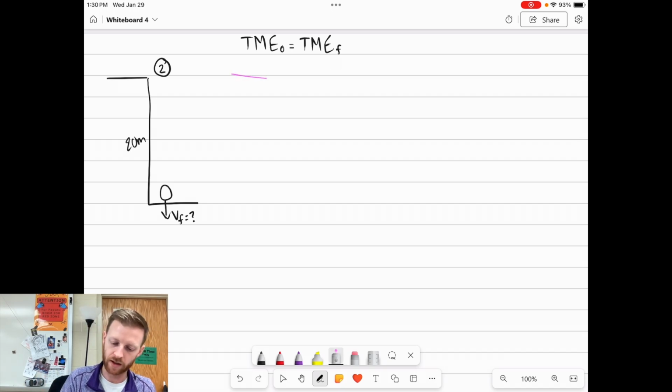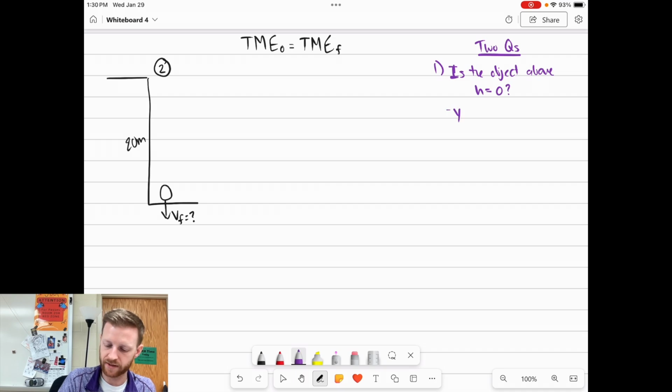I'm actually going to start with this right here. Total mechanical energy at the start equals total mechanical energy at the end. Whenever we work a TME problem, we have to ask ourselves two questions. Question 1, and we ask ourselves at the start and at the end: is the object above h equals 0? Is it above the ground? If we answer yes, that means UG is present. So if it's above h equals 0, we have gravitational potential energy.